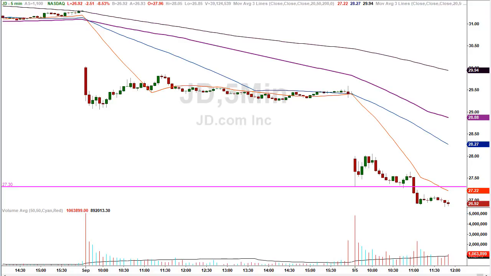All right, let's take a look at JD.com and pick apart what happened to the stock. Yesterday, the stock closed at $29.42. It was getting a nice haircut in the pre-market, so it qualified for one of our morning gap trades.